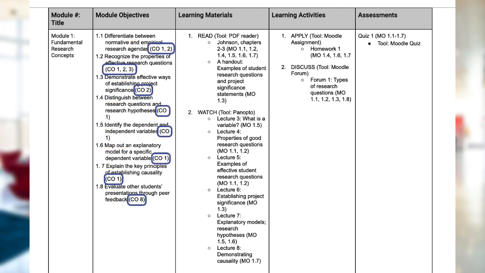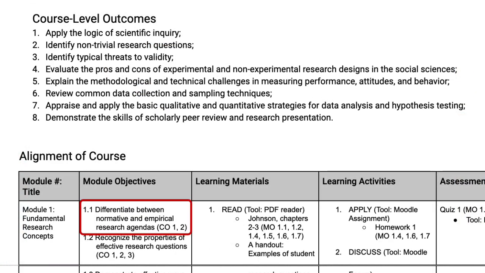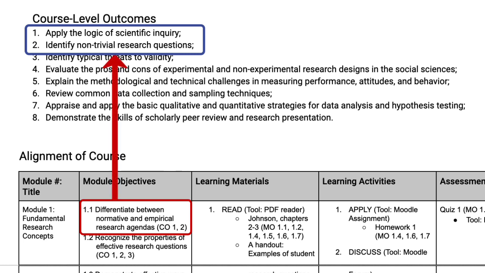The notations in parentheses at the end of each module objective show how the objectives align with one or more course objectives. Let's look at Module Objective 1.1. The instructor has indicated that this objective aligns with course objectives 1 and 2. Being able to differentiate between normative and empirical research questions will help students apply the logic of scientific inquiry and identify non-trivial research questions. Every module objective in the course is aligned with one or more course objectives in this way.